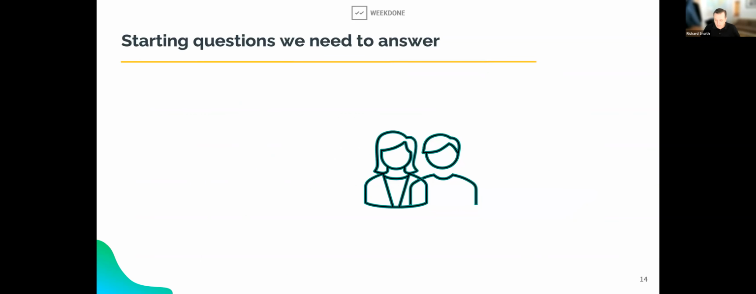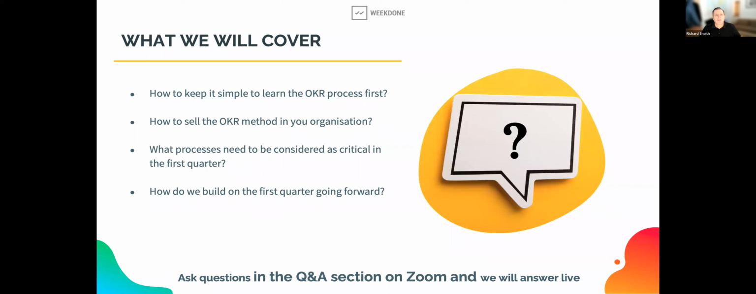So let's discuss what we're going to cover today, which is all about where we start with OKRs. How do we keep it simple so we actually succeed going forward? How do we make sure we sell it to the organization? How do we make sure everybody in the organization has a common understanding of what OKRs are for and why we are implementing them?